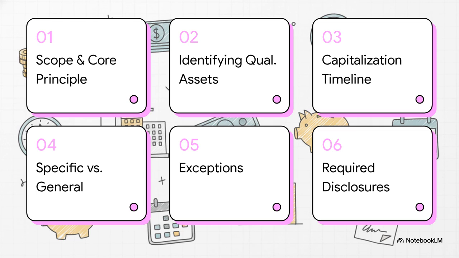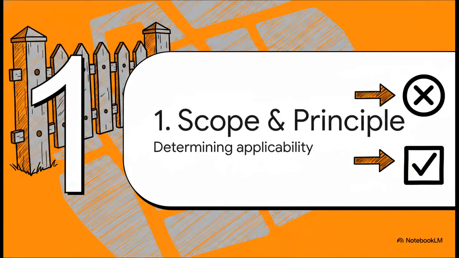All right, let's take a quick look at the roadmap for today. We'll be hitting the scope and core principle, identifying qualifying assets, the capitalization timeline, measurement rules, exceptions, and finally, disclosures. Let's dive right in. Section 1.